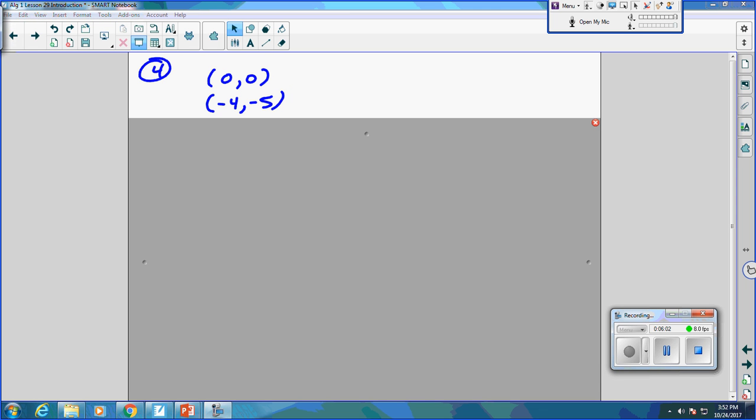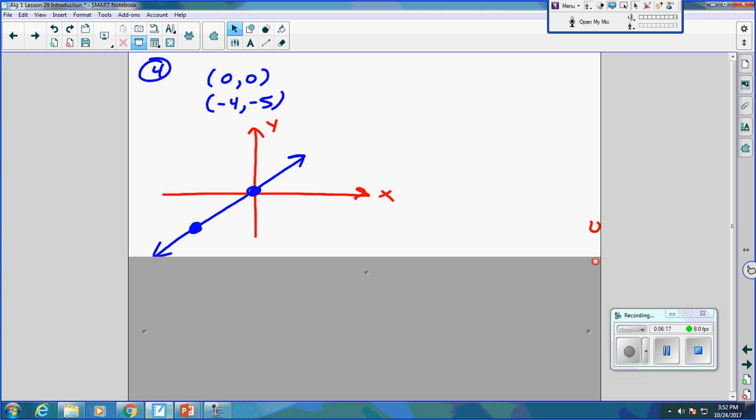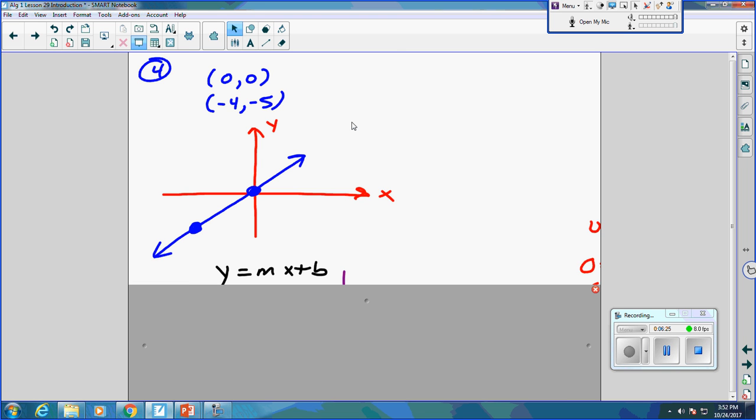All right, problem 4. The point is (0, 0), the origin, and then the other point is (-4, -5). The first thing I want to do is make sure this is a diagonal line, that it's not a vertical line of x equals some number, or a horizontal line of y equals a number. When I plot the points, I see it's a positively sloped line going from the third quadrant up through the origin. And so that means the equation is y equals mx plus b.